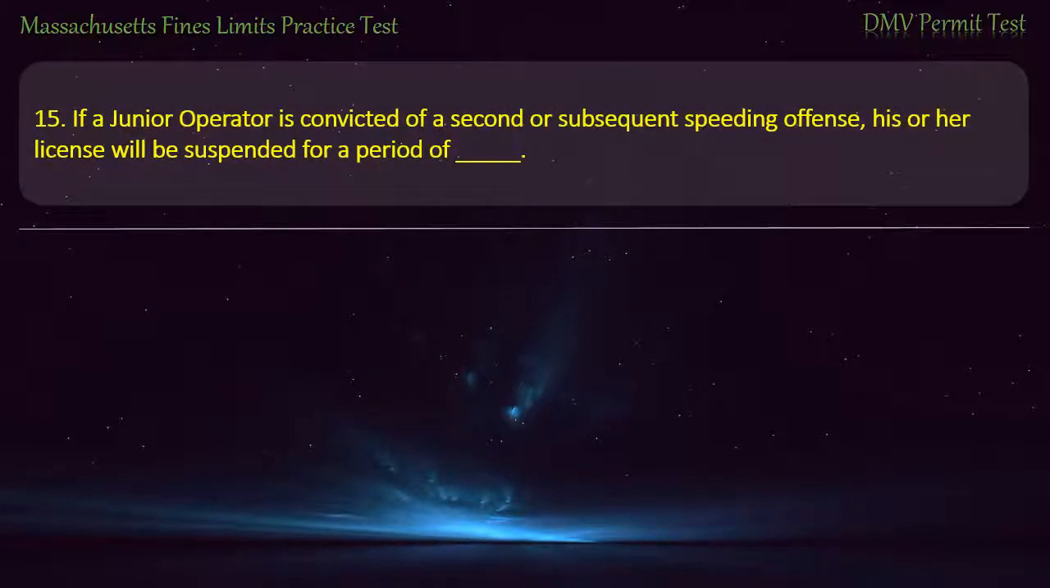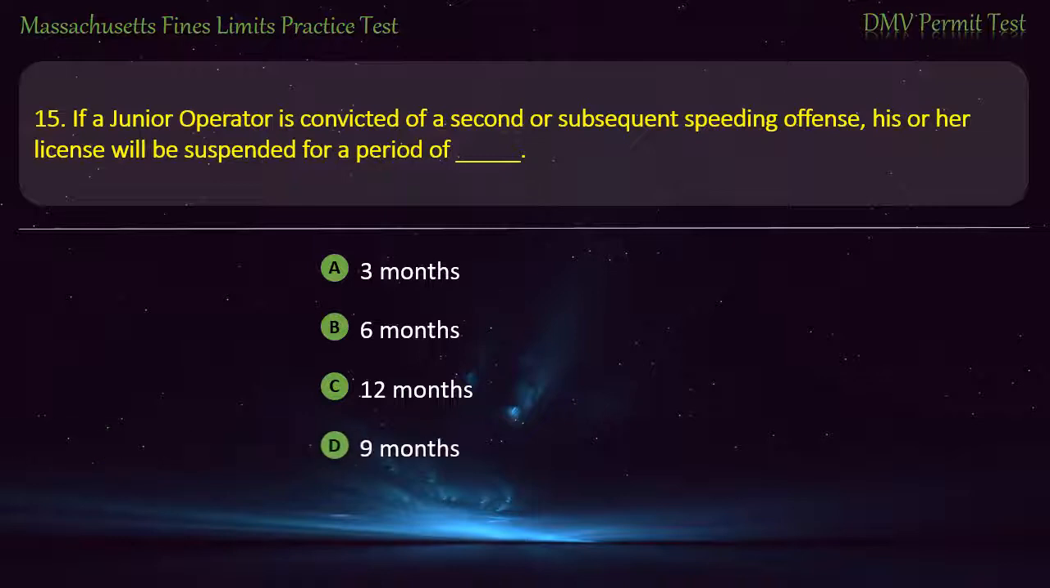Question 15. If a junior operator is convicted of a second or subsequent speeding offense, his or her license will be suspended for a period of 3 months, 6 months, 12 months, 9 months. Answer: 12 months.